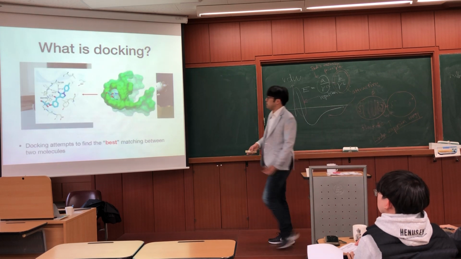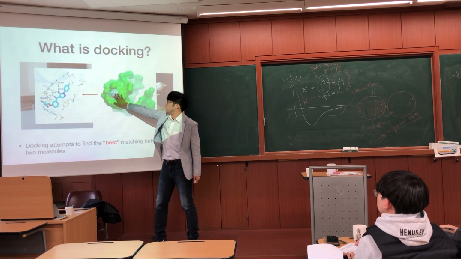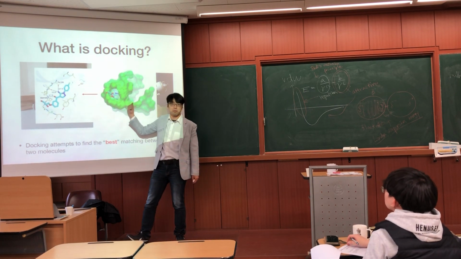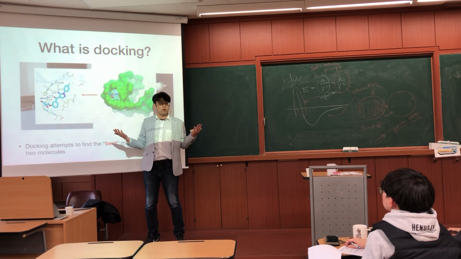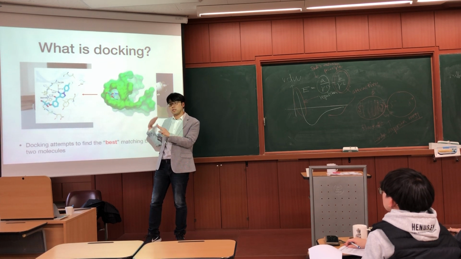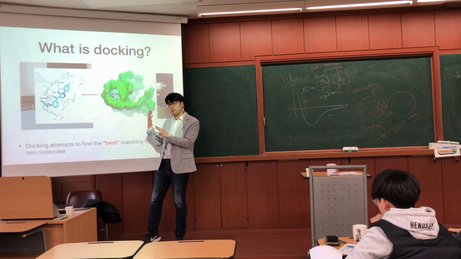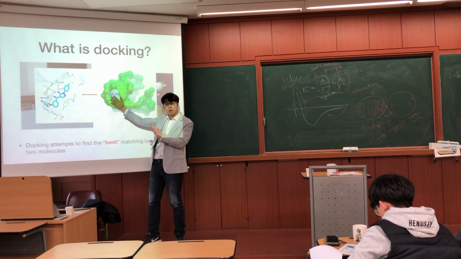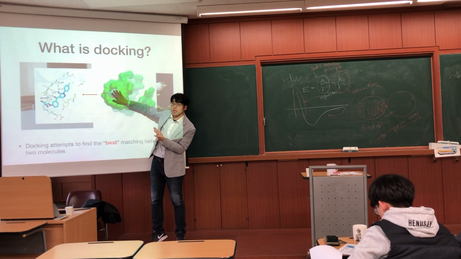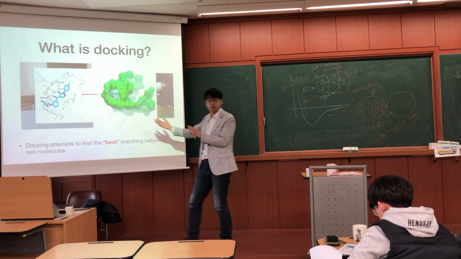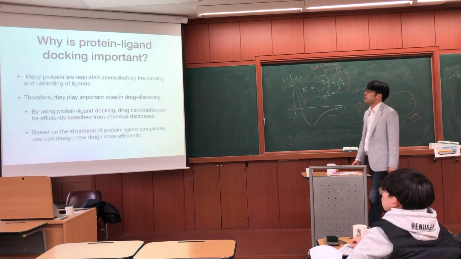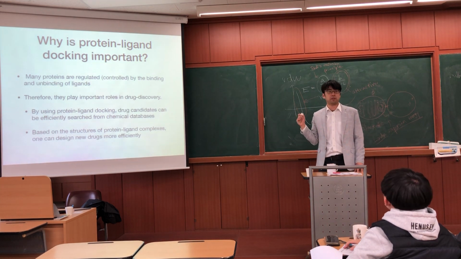So let's imagine that you don't have this ligand. We know that this is the drug, and we know that it will bind to here, but we don't know how it binds. We don't know its pose. So docking means that we predict the bound pose of this complex. The complex means the protein and ligand together. So we predict the structure of the complex using a computer.